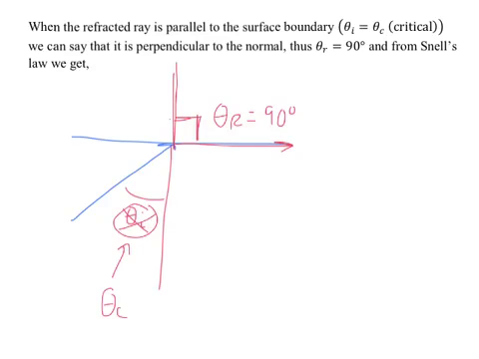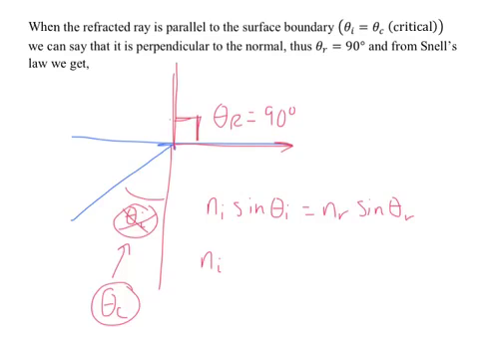So what that does is, Snell's law gives us the following. Ni sine theta I equals Nr sine theta R. Well, Ni in this case is left alone, but sine of theta I, well, this is really just theta C now. The incident angle becomes critical after it exceeds a certain amount of degrees.